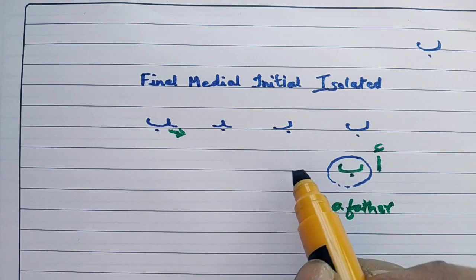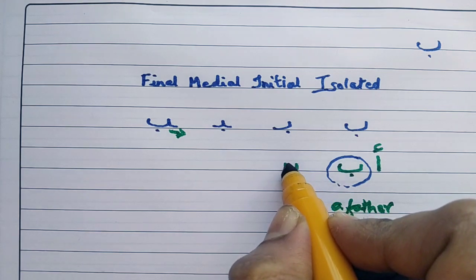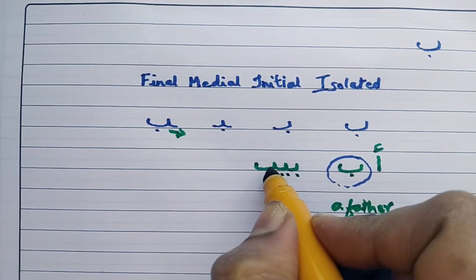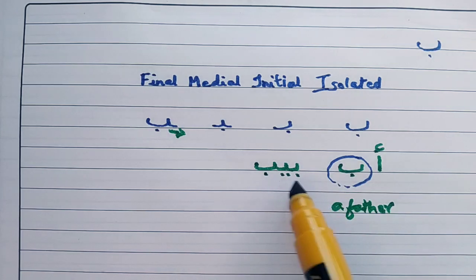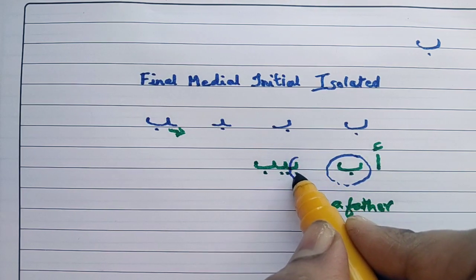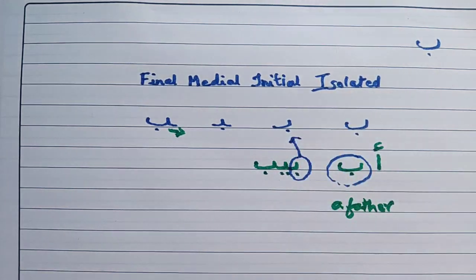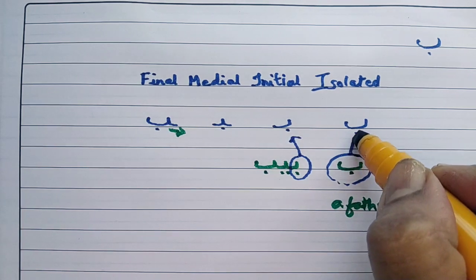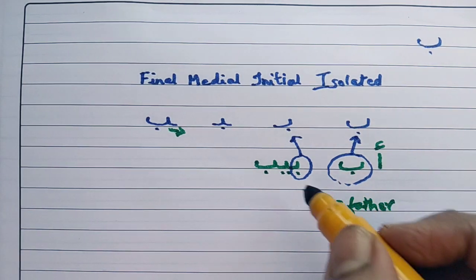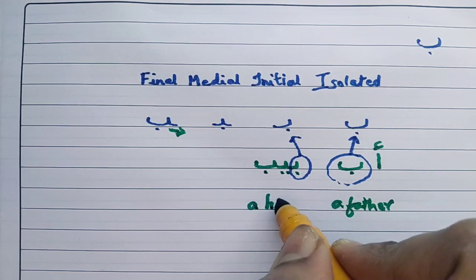Then in this form we'll take the initial form, for example, bat. Actually these are three letters. First one is ba in initial form, in this form. Here, bat or batoon means a house. So a house.